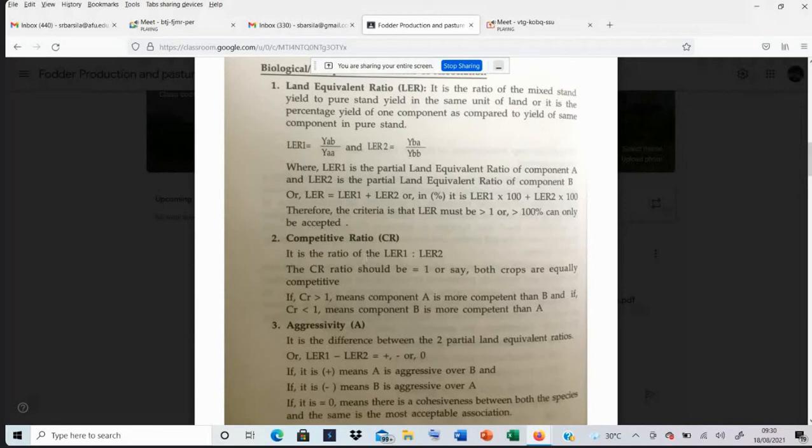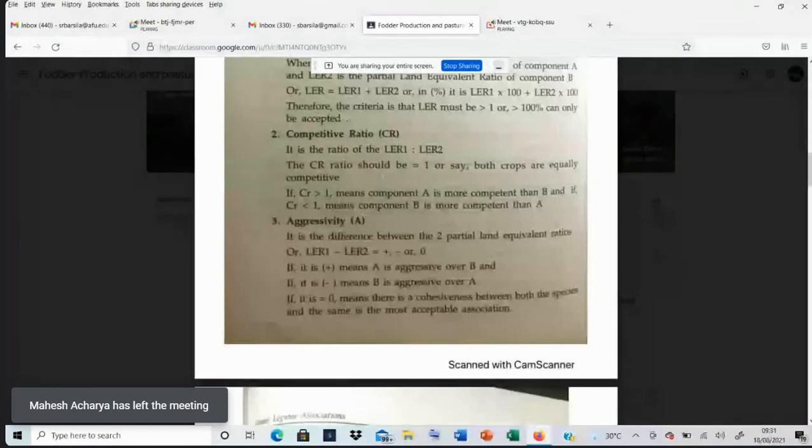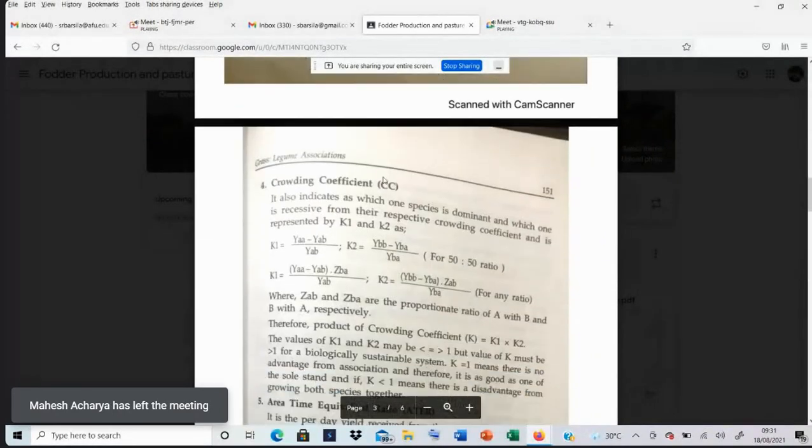For aggressivity, we simply check whether it is positive or negative. If the figure is positive, that means one species is very aggressive, right? And if the difference is negative, then the aggressivity of the other crop is very low. Okay. Then the next one is the crowding coefficient.